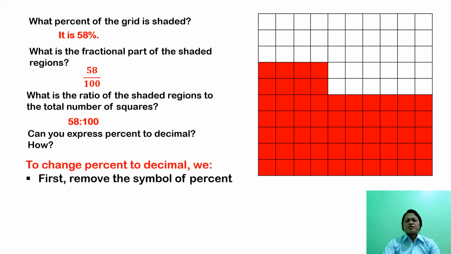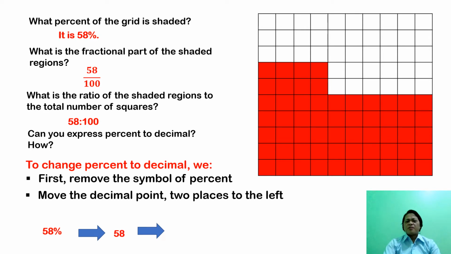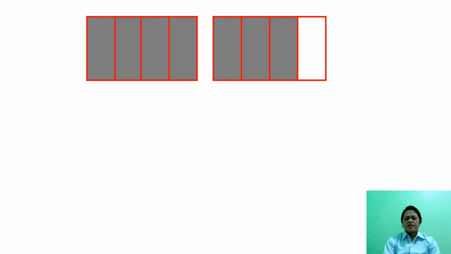Okay, so to change percent to decimal, we first remove the symbol of percent. Next, move the decimal point 2 places to the left. Then, you may or may not annex 0. Okay? So to show the relationship of percent to decimal, we can also divide the numerator by the denominator. Okay? Let us have this example.